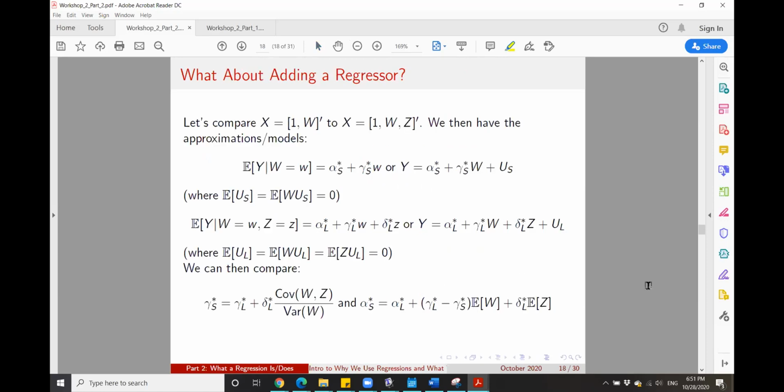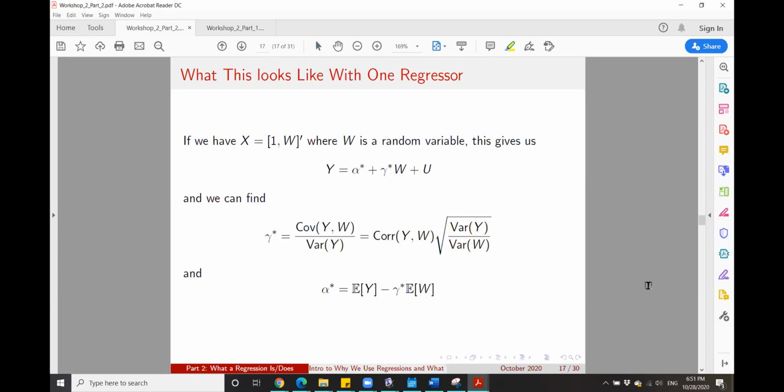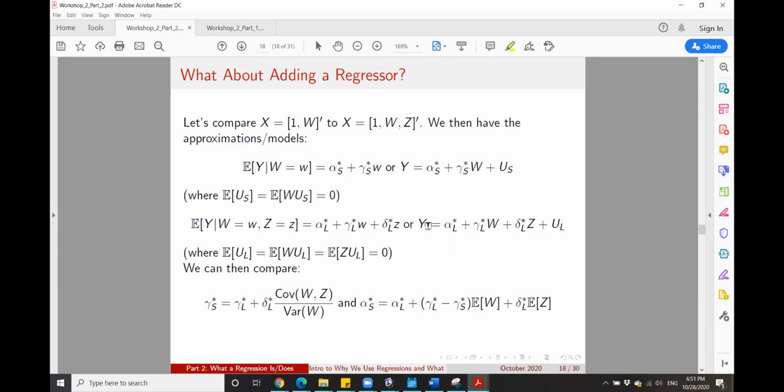Okay, so that's what it looks like with one regressor. And this kind of makes sense, right? You're basically looking at some sort of relationship between your two variables, scaled by how much those variables vary. Okay, but what about if you add another regressor?